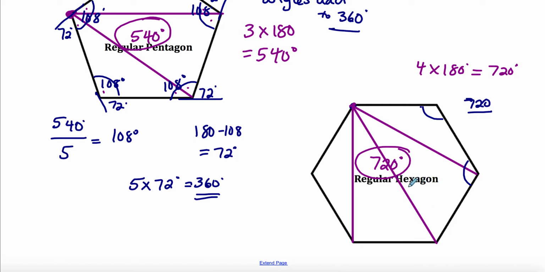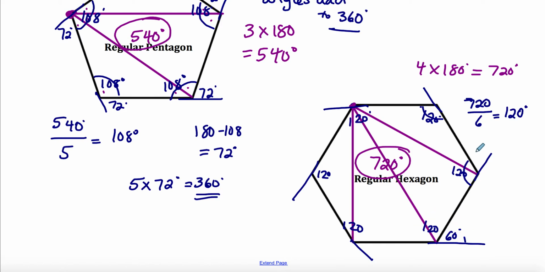So if a hexagon has 6 sides, I divide by 6, and I get 120 degrees. So on the inside here, each interior angle would be 120 degrees. And if I start thinking about the exterior angles, I think you can see if the inside's 120, the outside has to be 60, because together they have to equal 180. So each exterior angle would be 60 degrees. And I know that there are 6 of them, and 6 times 60 is 360 again. So that's our conclusion. Our exterior angles again add to 360.